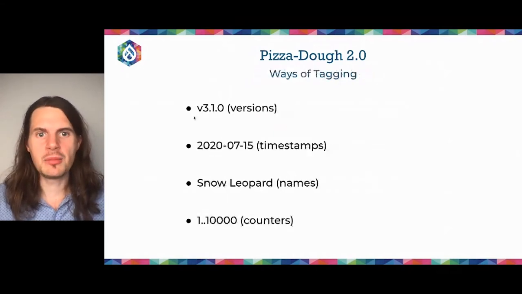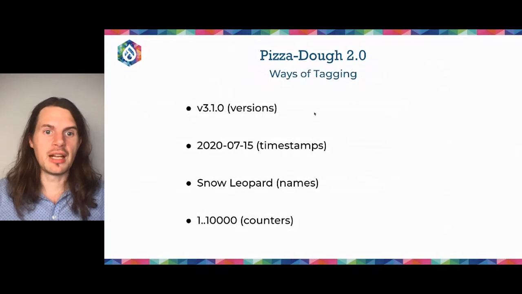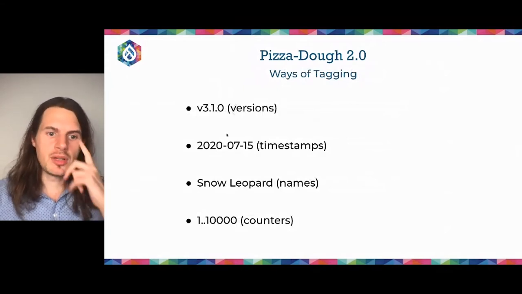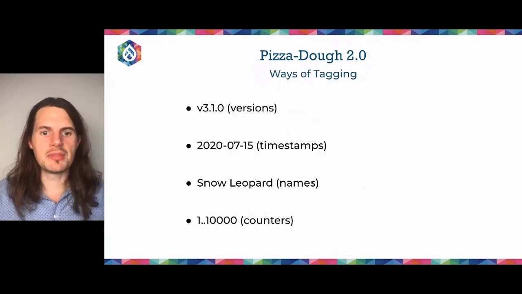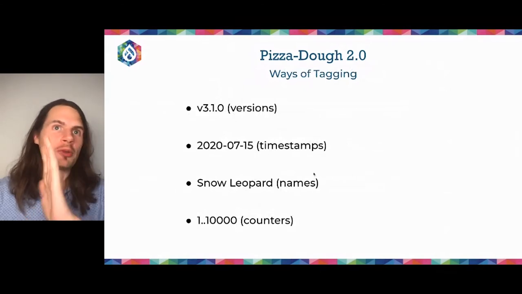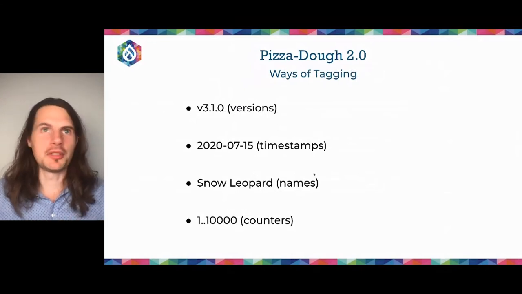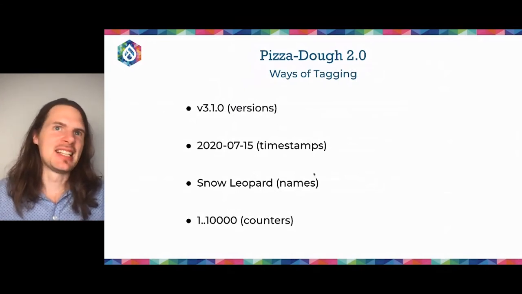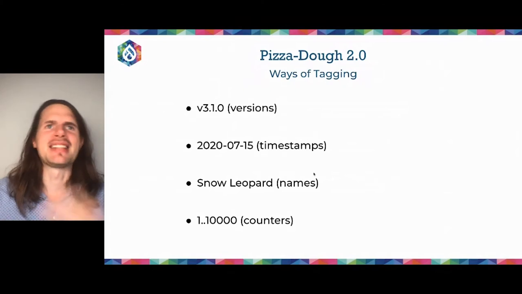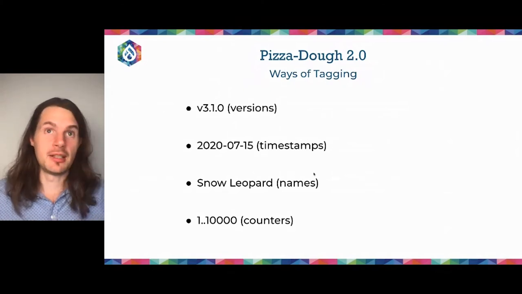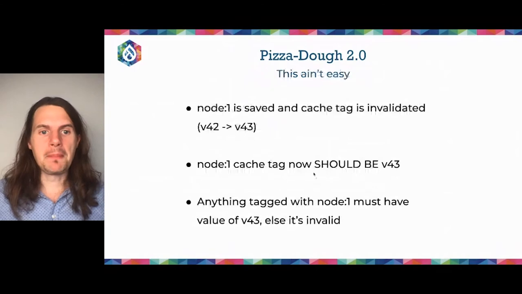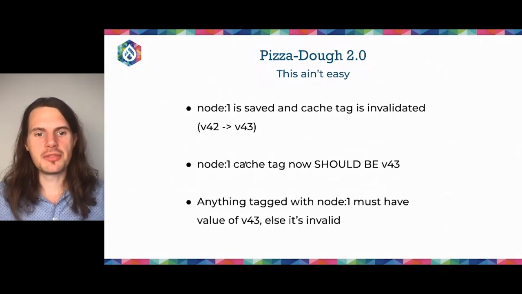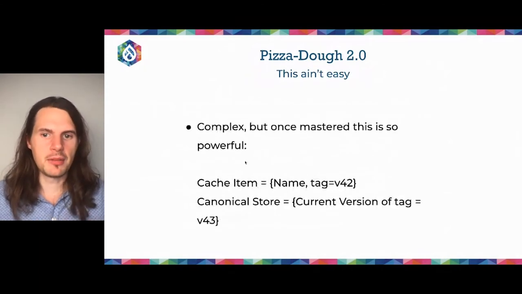So this is how you can think about it. There are several ways of tagging, and we could use all of them. You could use versions or timestamps, you could use names, or you could use counters. Nothing would stop you from creating a cache tags service in core that would use animals for things. It's just a little bit problematic that at some point you would run out of animals, but you could do it. So whenever node 1 is saved, the cache tag is invalidated, we increase the version. So the cache tag should be version 43. And again, as we've seen in the example, we compare it.